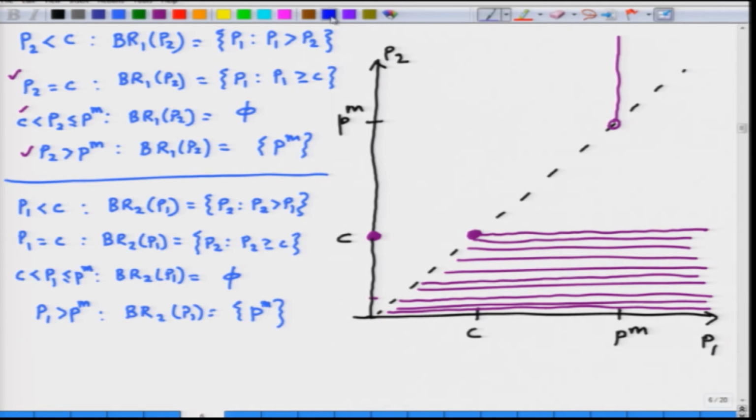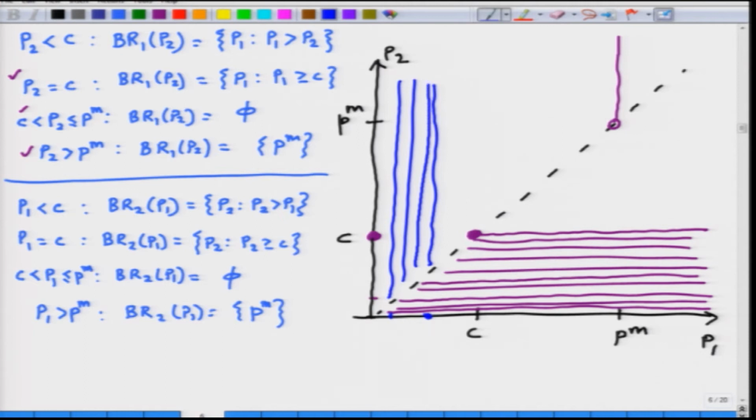Now, if I look at firm 2, for any price P1 less than C. Let us say firm 1 chooses a price which is here, firm 2 wants to choose a price which is greater than the price chosen by firm 1. So, any price which is greater than this price would do, right. It does not include the 45-degree line, but any of those prices are fine. So, if firm 1 chooses a price which is here, firm 2's best response is to choose a price which is here. This is the best response for firm 2 for any of those prices chosen by firm 1.